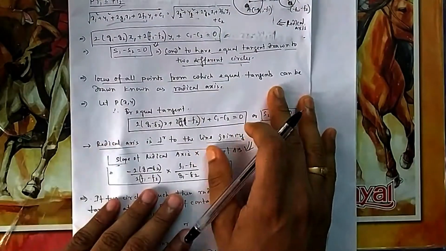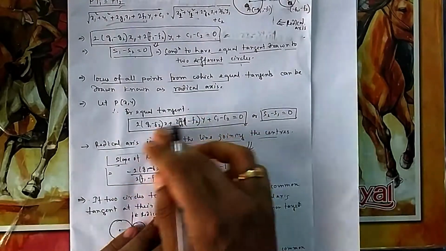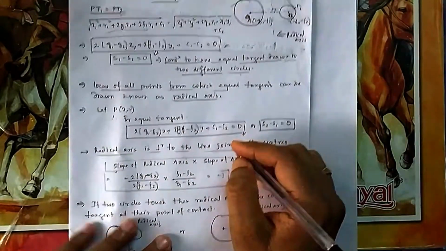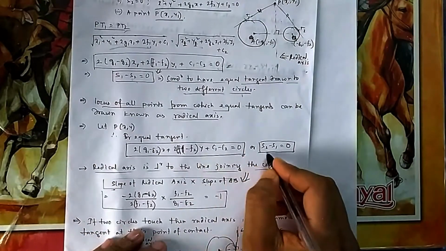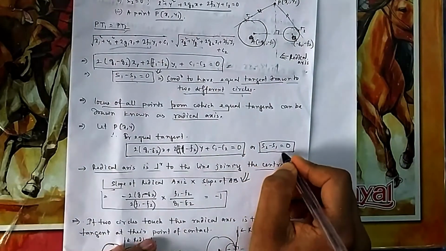So if this condition is satisfied, then the tangents will always be equal. So this is the condition. What does this represent? This represents a straight line. That is known as the radical axis, and this equation can also be written as S2 minus S1, or S1 minus S2.